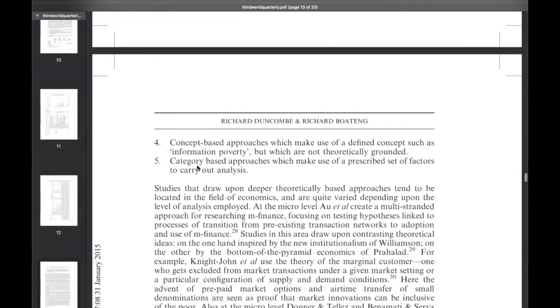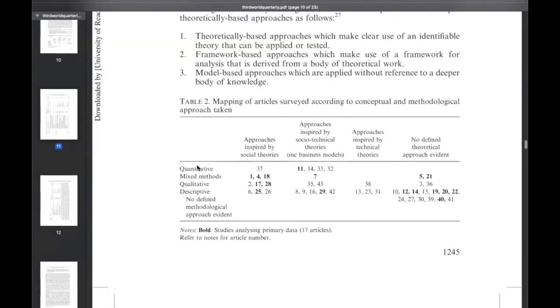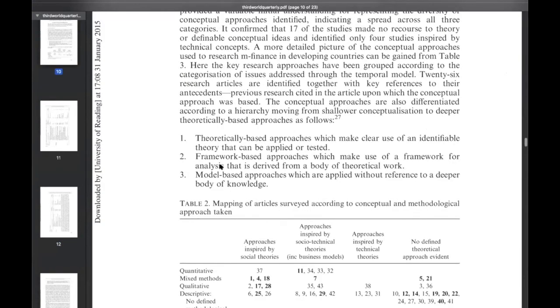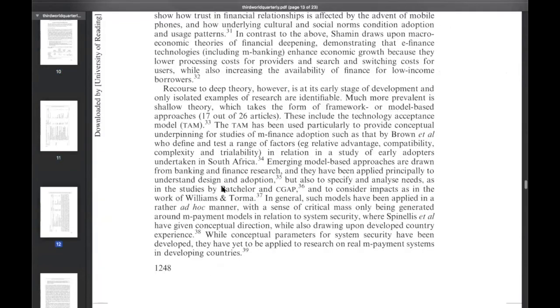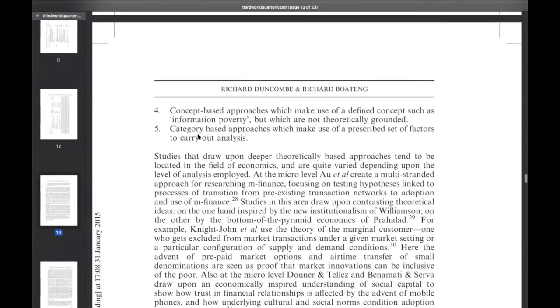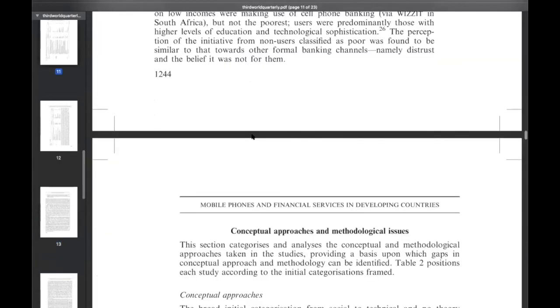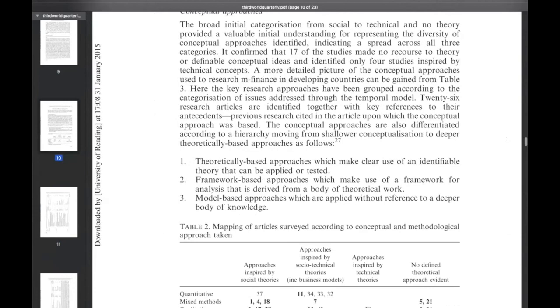Now, what we are trying to emphasize here is that in everybody's work that he carries out, you see these types of things. Theoretical-based, framework-based, model-based approaches, and then concept-based approaches and category-based approaches. Now, let me answer the million-dollar question that you have in mind. So why is it that you have something called technology acceptance model? Is it a model or is it a theory? Okay, so at the formation of a particular frame to carry out a research, somebody may give it a name.